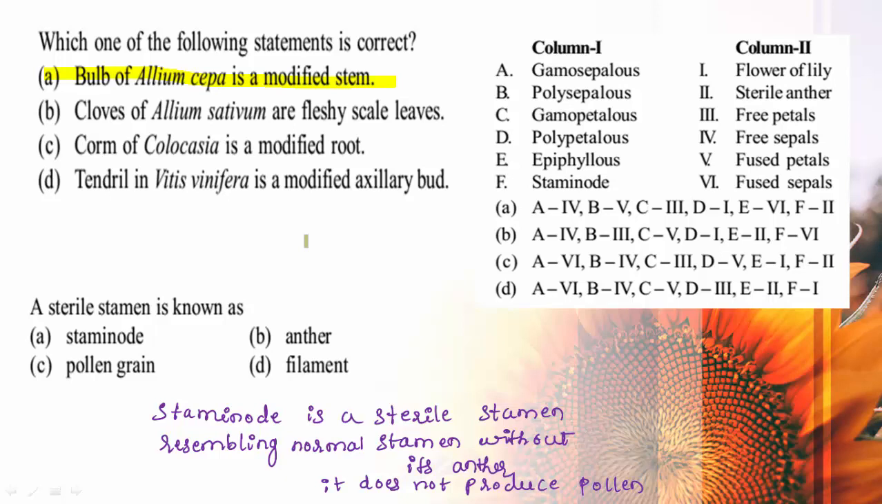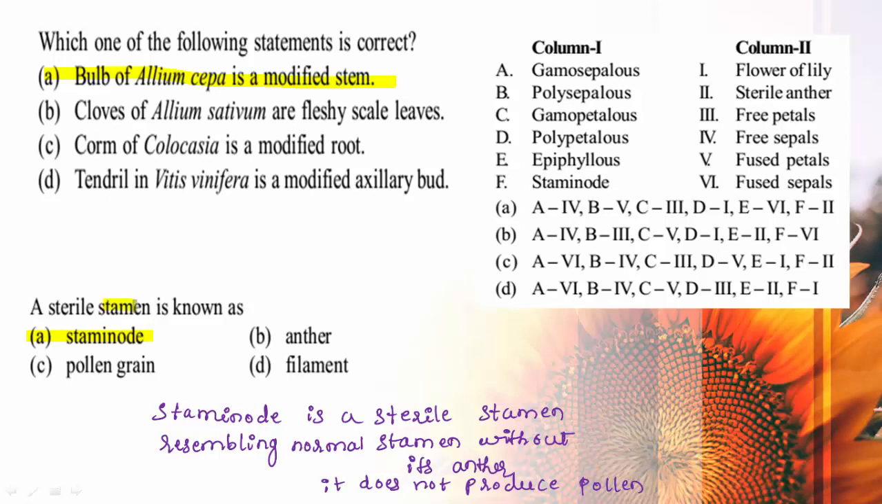So the right answer for the question is option A. Then go for this question. A sterile stamen is known as? What is a sterile stamen? Sterile stamen is called staminode. Meaning of sterile, unable to reproduce.